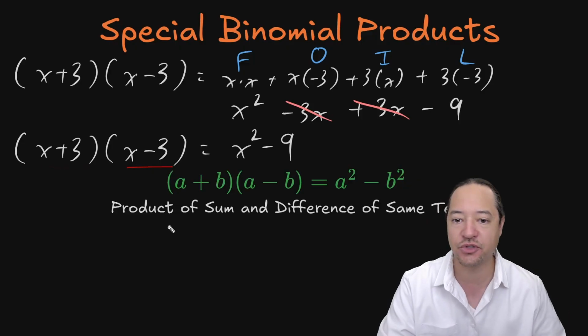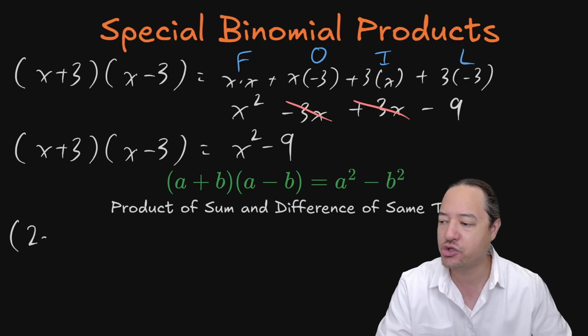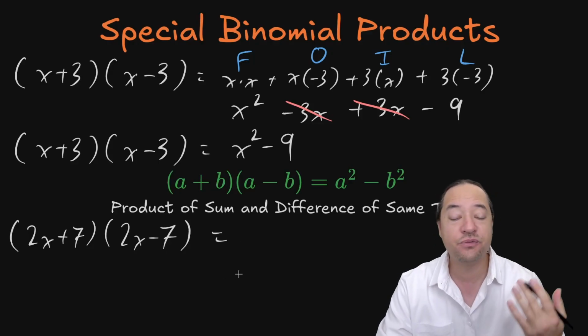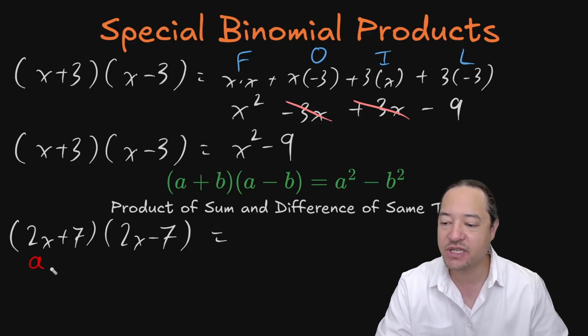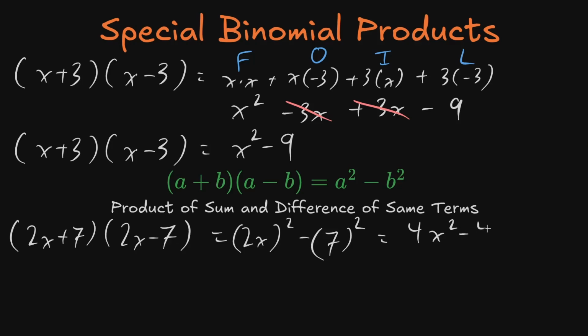Let's try a few examples so you can get the hang of what we're talking about here. Let's try doing 2x plus 7 multiplied by 2x minus 7. What is this going to give us? Well, if we follow this pattern, this is a, this is b. So what we should get is 2x, this quantity squared, minus this 7 squared. And that's exactly what we're going to get. So we're going to get 4x squared minus 49. And this is going to be our final answer for this practice problem.